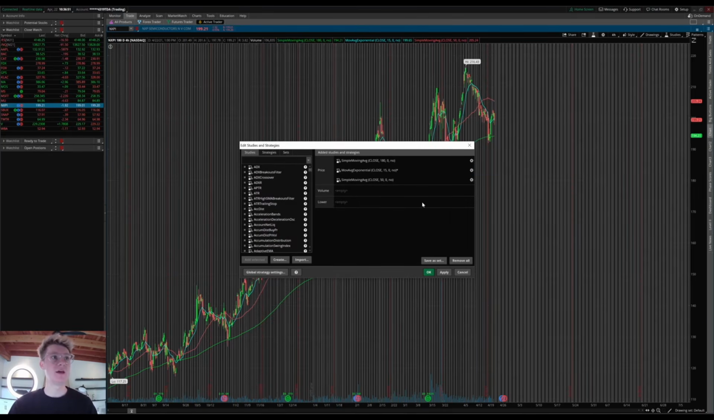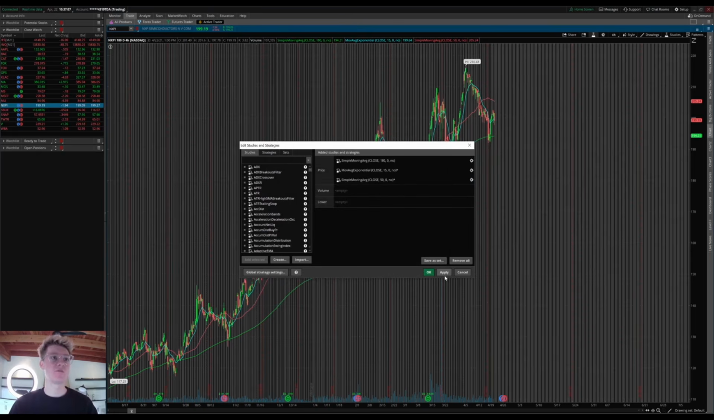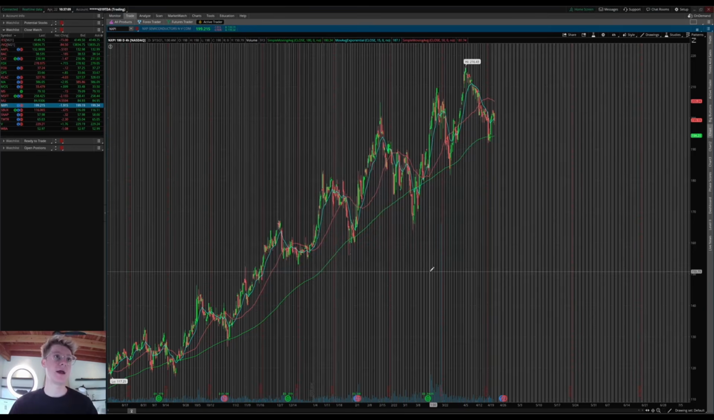Lastly, we're going to apply another simple moving average. But for this one, we're going to change the length to 50. So I use the 50-day SMA, and I like to make that red. So we're going to go ahead and click OK, and then of course just apply, and you're now going to be able to see these lines.